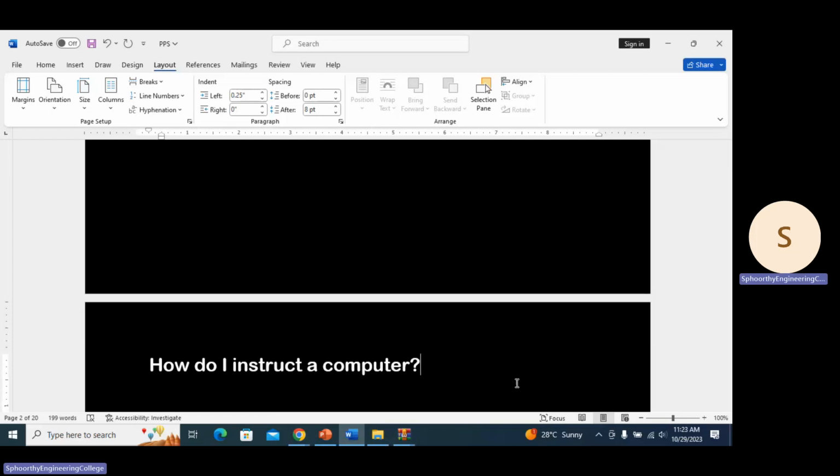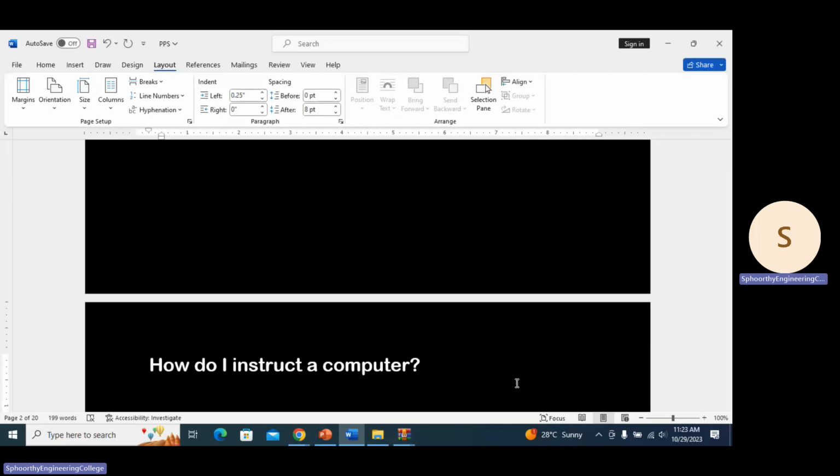So this is the challenge now. How do I instruct a computer? I have to give commands, like the way I was asking you questions like what is 4 into 2, what is 8 into 4. Similarly, I should instruct the computer to perform multiplication of these two numbers. So how do I instruct a computer? Can a computer understand English? Can I talk to a computer in English? No.